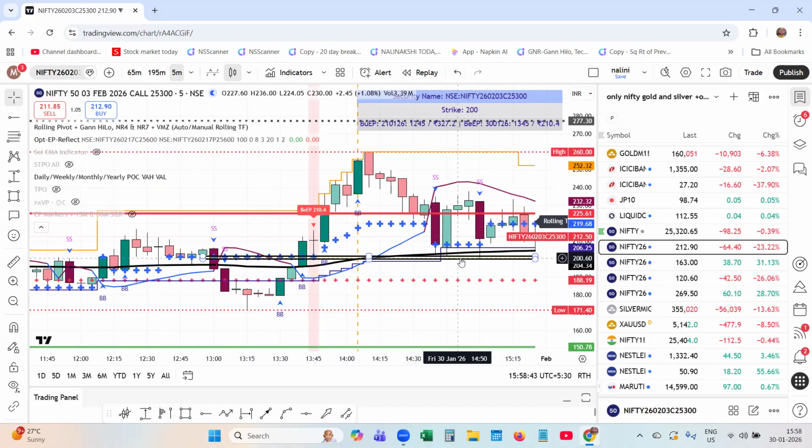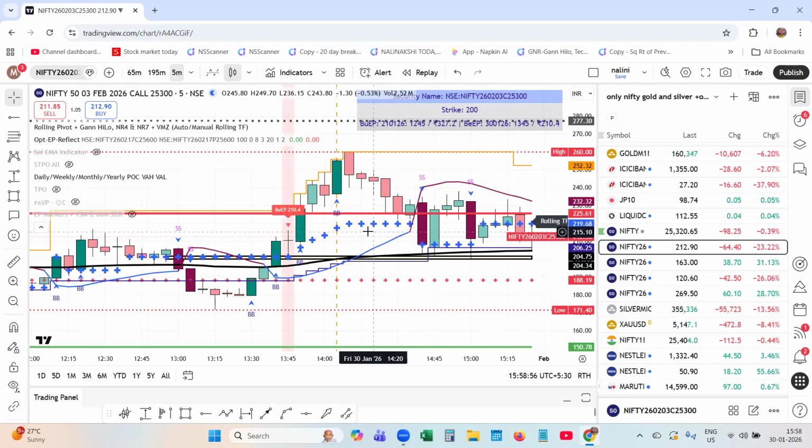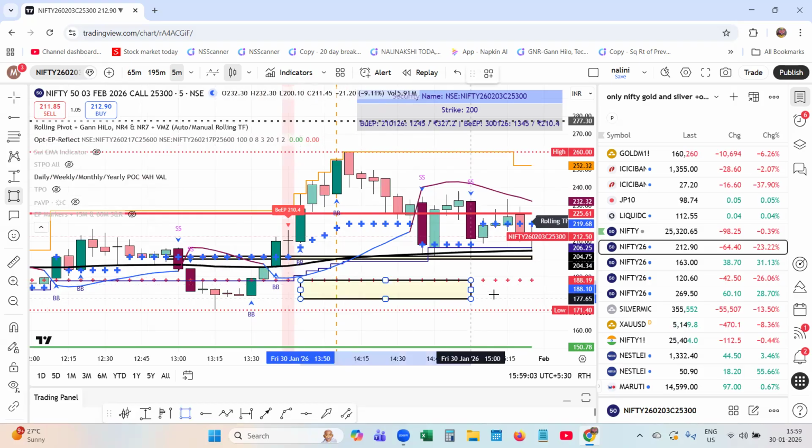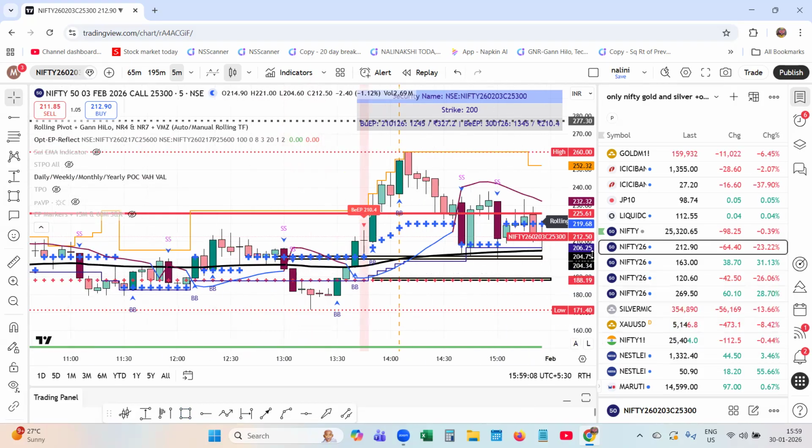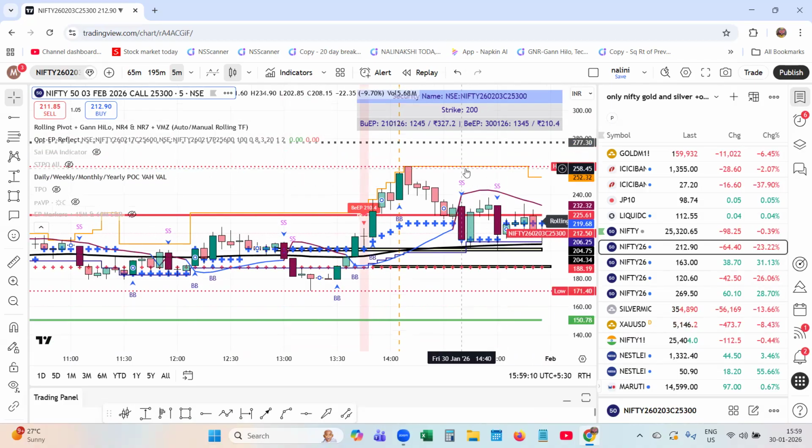It came down to this level. It broke below that, it was a roller coaster. See, after coming here again, some sort of push from 204 to 240, you can take the trade keeping that as a stop loss, and this is the monthly POC. No, this is the weekly POC and weekly value area high and weekly value area low. This is the weekly value area.